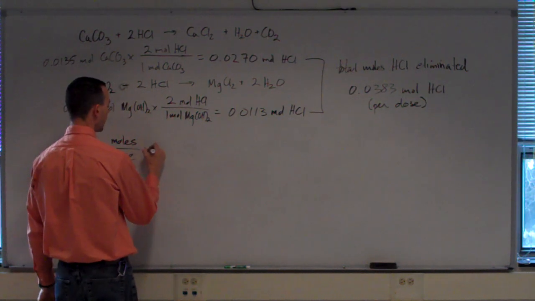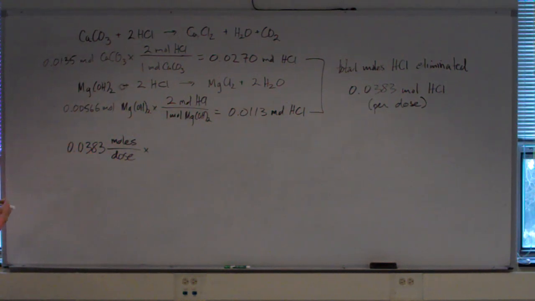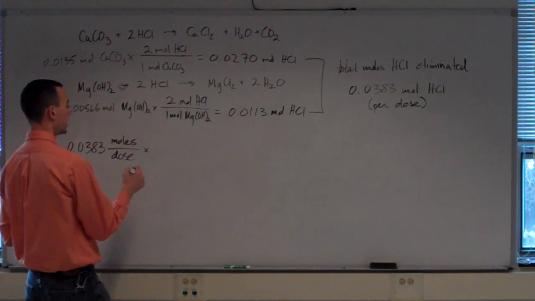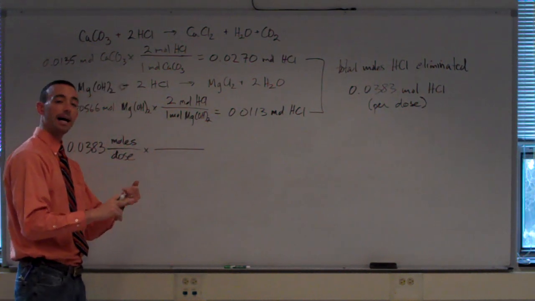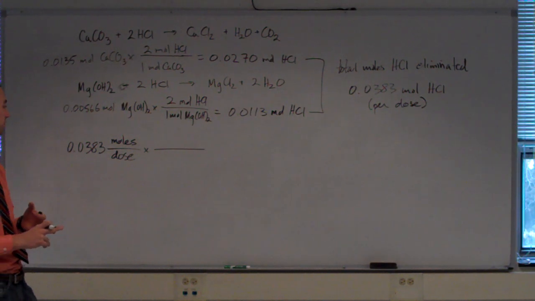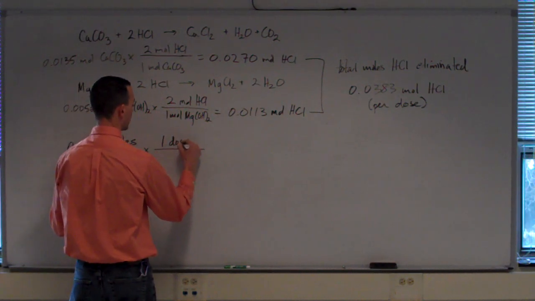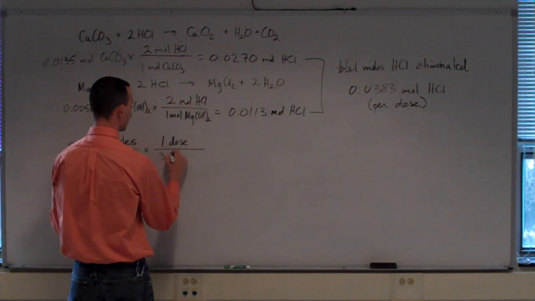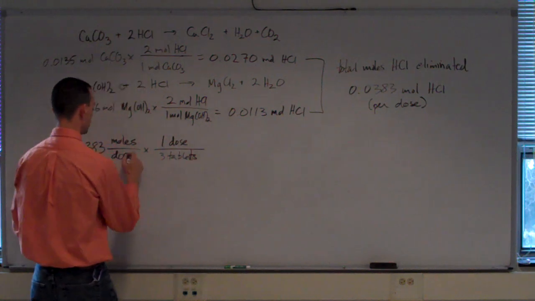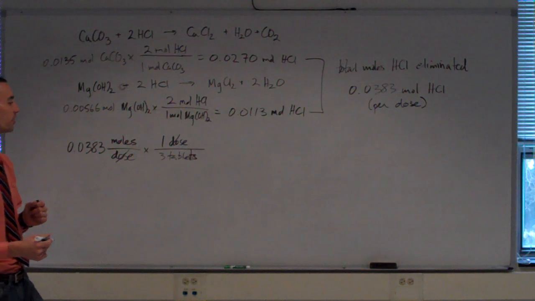Well, now we want to figure out how many moles this is per dollar that we would spend. So we need some information from the Rolaids package: how many tablets it contains, or how many doses it contains, and what the cost is. So I'm actually going to go backwards and eliminate the dose and go to 1 dose was 3 tablets. So I now have how many moles are eliminated per tablet.